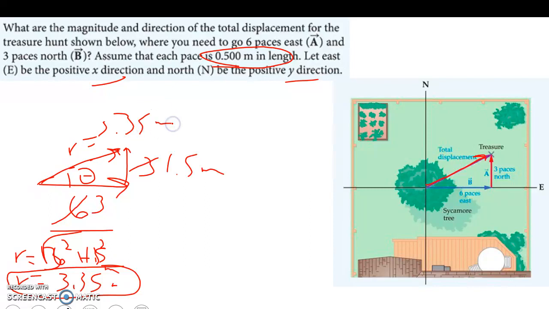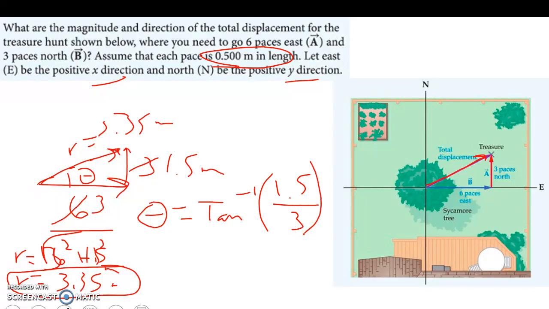3.35 meters. Now to find my angle, just like before, inverse tangent of my y, 1.5, over my x, 3. And then when I math all that out, I get 26.6 degrees. And that's how I have my answer. 3.35 meters, 26.6 degrees northeast.